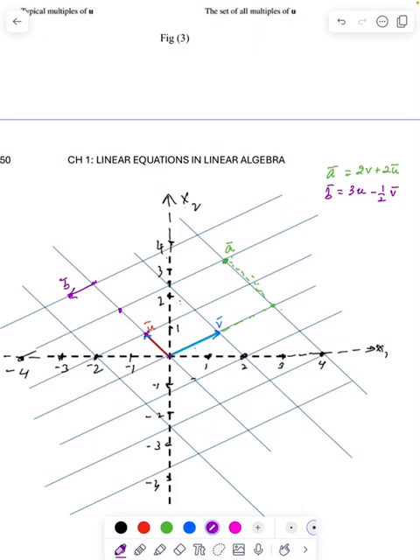So this is how, given any vector in this plane, we can write it as a linear combination of U and V. Which means U and V span this whole plane, which is R2.